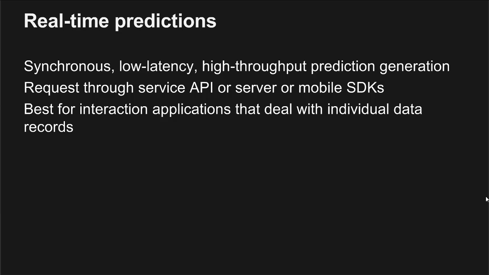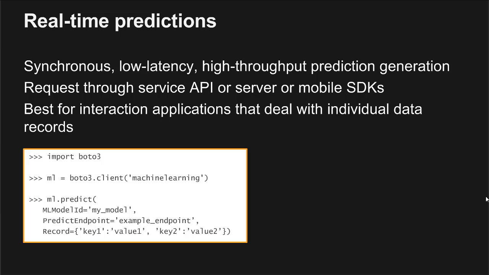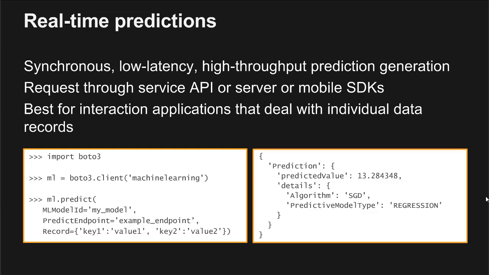The second way is, of course, real-time predictions, where it does synchronous low latency predictions up to 200 TPS as we currently have it configured. It's best for interactive types of applications where you have individual data records and you want that feedback immediately. And because of that, you have an API. The API is the primary surface for interacting with real-time predictions, and you get the prediction in a JSON structure out.